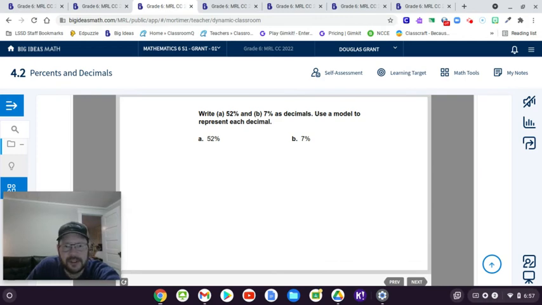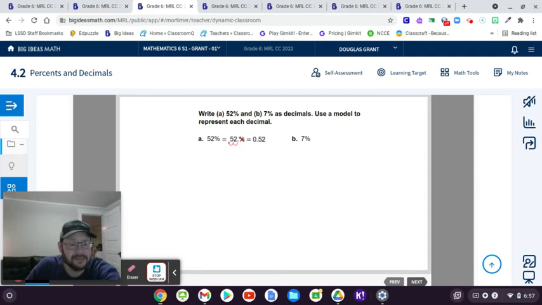All right, so 52%. Write that as a decimal. Okay, hopefully you move the decimal over 2 places and you get 0.52, 52 hundredths. No simplifying required. That's it, done. Okay, if you wanted to model it, you'd fill in 52 out of 100 boxes.